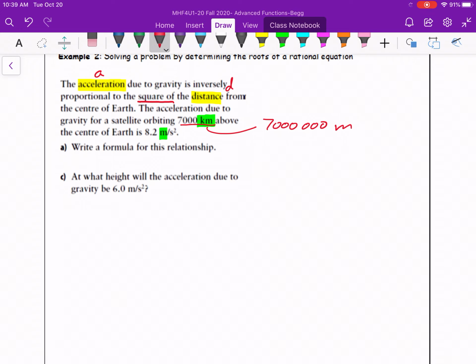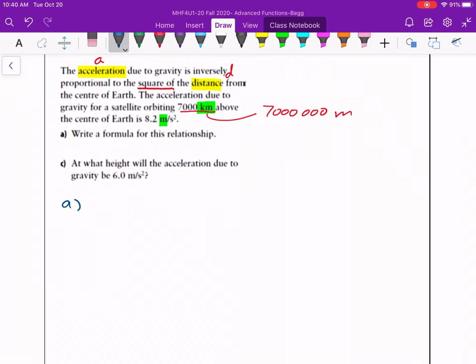Now, if I want to write a formula for this relationship, the assumption is there's some sort of constant involved, and we have to figure out what that constant is. So, for A part, writing the formula, it's going to be the acceleration, as it says, I'm going back to the first sentence, acceleration is inversely proportional to the square of the distance. So it's something over the distance squared. And again, there's a constant involved. So I have to figure out what the constant is, right? I have to find K so that I can complete the formula.